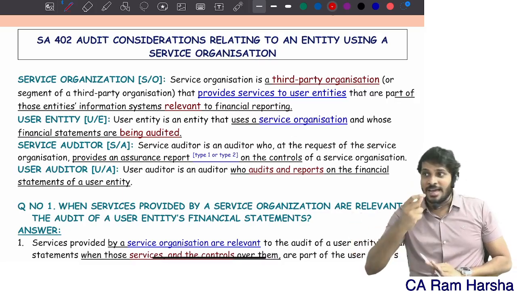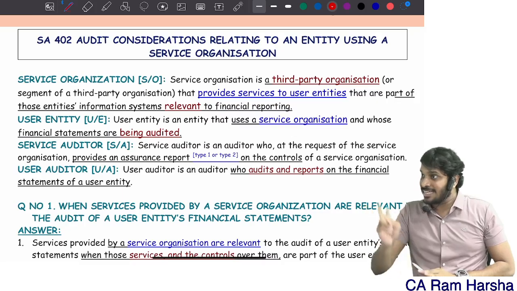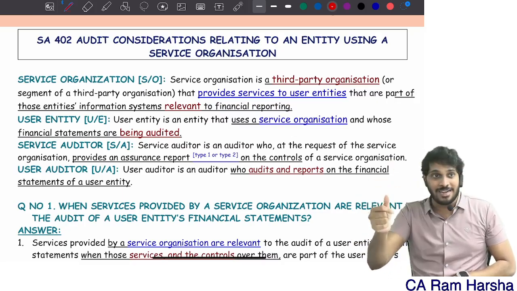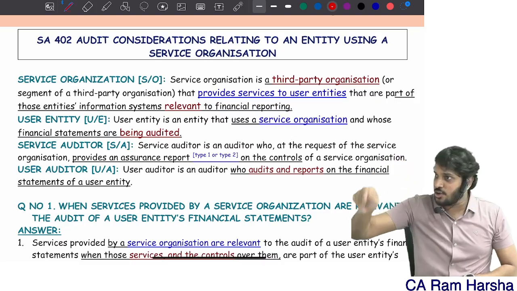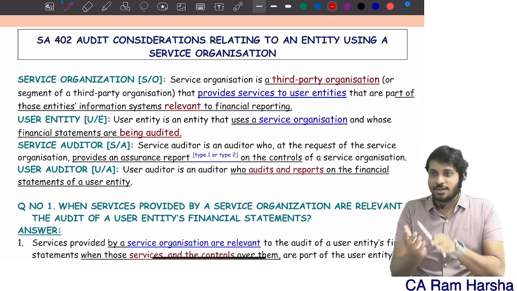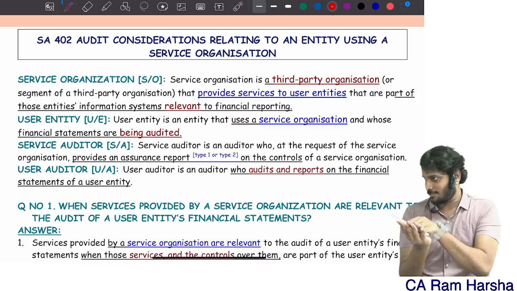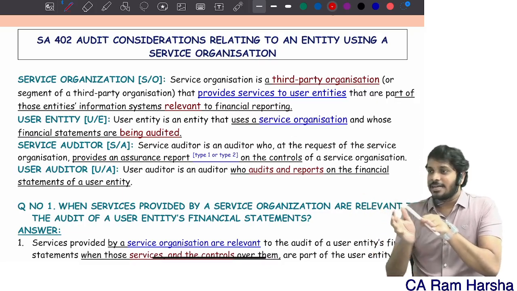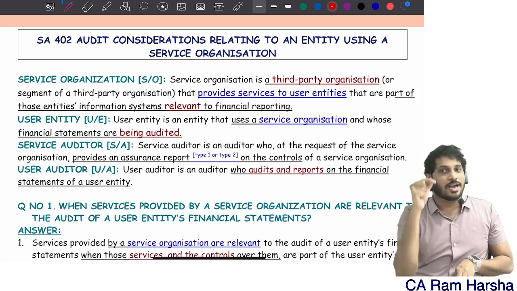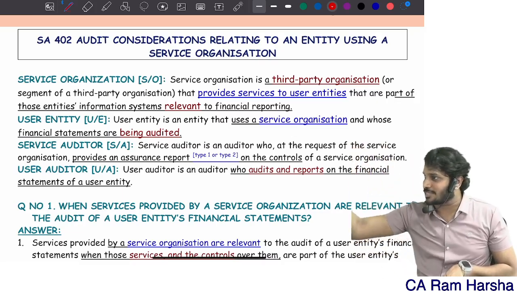Now they gave me a type 1 report also. First, what they gave me? Description of system, the document. Second, what they gave me? On the document, whether they are genuine or not, the auditor is giving a report. Now the user auditor will use that report. Now in that context, what all do you have to do here? That is what 402 says.